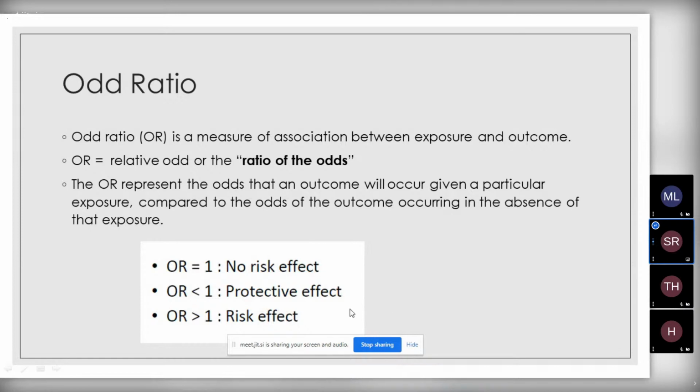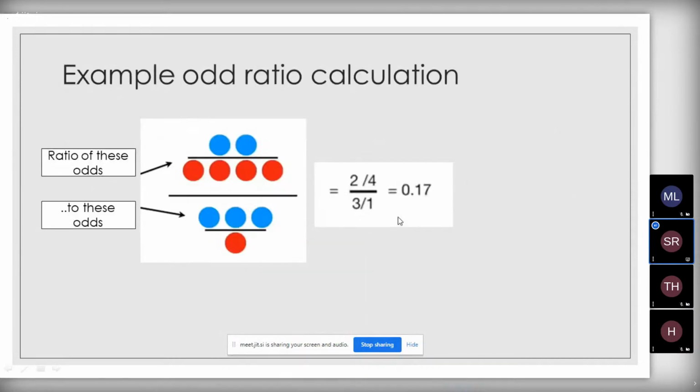What I want to highlight here is how we interpret the odds ratio, because when we do the logistic regression, finally we will interpret the odds ratio. If the odds ratio is more than 1, this is a risk effect. If less than 1, it is a protective effect. If equal to 1, there is no effect. So this is an example of how to calculate the odds ratio: the odds of one group divided by the odds of the other group. Let's say this is the exposure group and this is the non-exposure group, and we get the odds ratio. If the odds ratio is less than 1 like this, this is a protective effect.